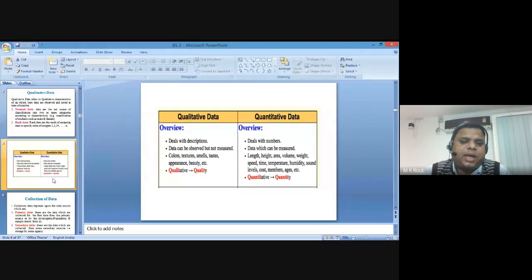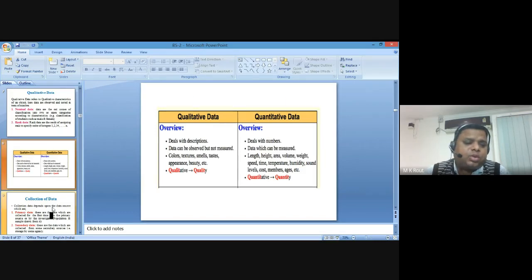The next and most important part: qualitative data directly refers to qualities. So what do you mean by quality? Quality is a bunch of satisfaction which is directly offered from manufacturer to customer. In case of quantitative data, the quantity directly refers to quantities in the form of number or digit. These are the basic differences between qualitative and quantitative data.